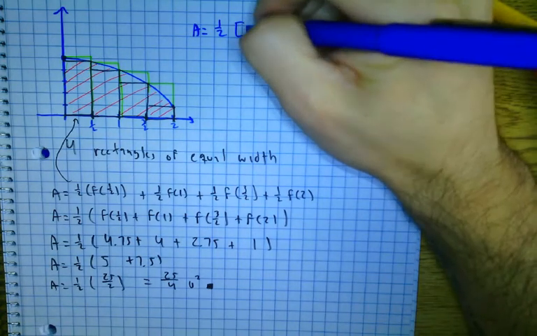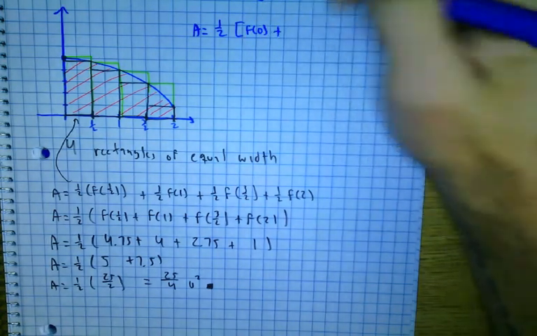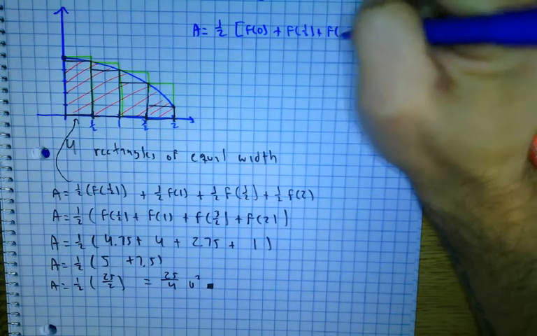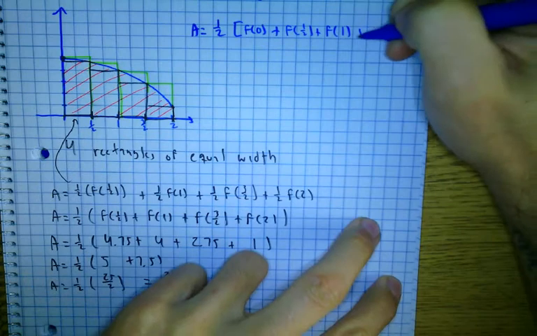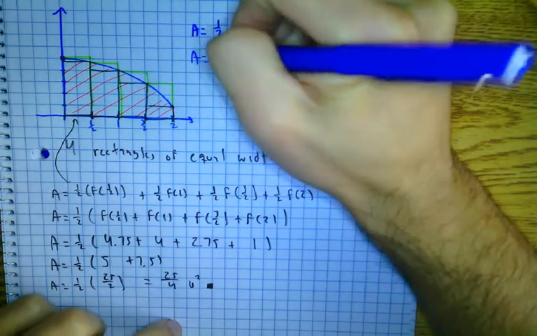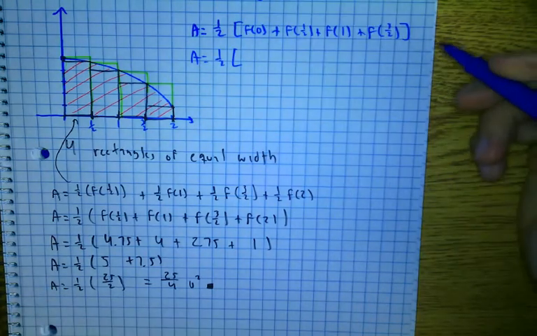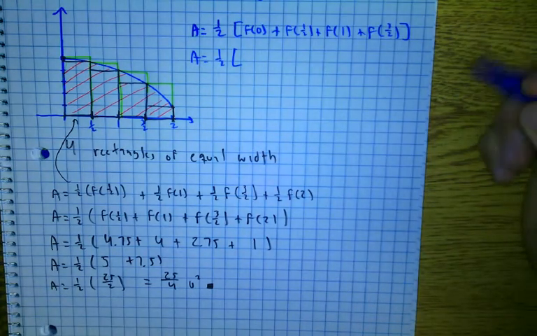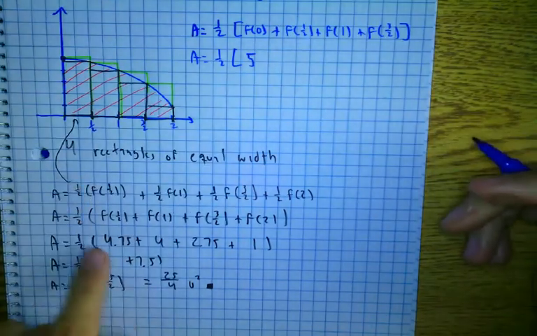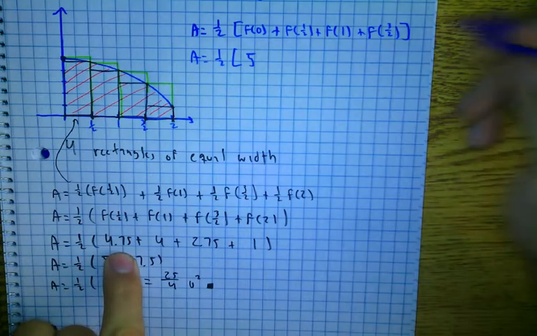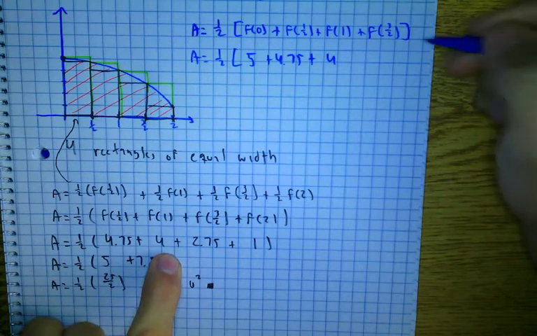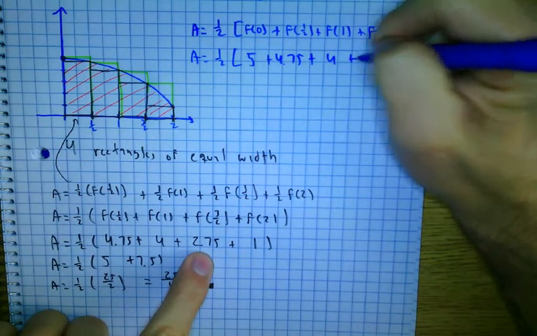F of what? F of 0. And then the second one would have F of 1/2, F of 1, and then lastly F of 3/2. So we're going to be able to do this again. So we have all these values except for one of them, right? What's F of 0? 5. We already had F of 1/2. F of 1/2 was 4.75, right? So 4.75. And then F of 1 was 4. And then F of 3/2 was 2.75.